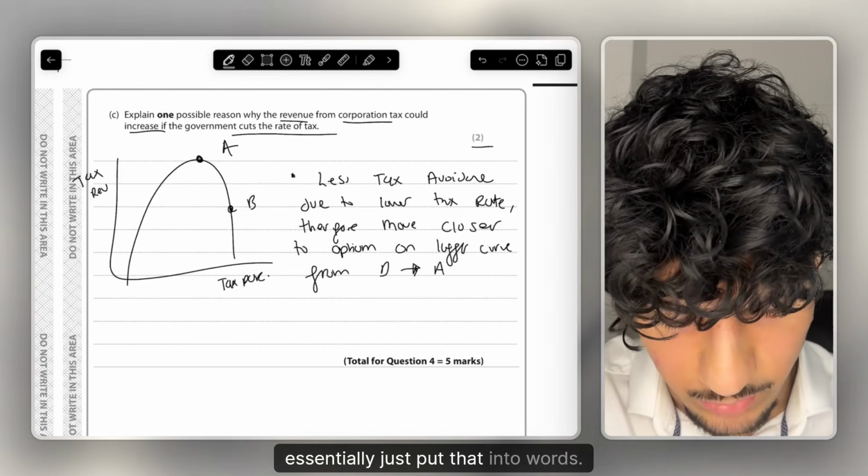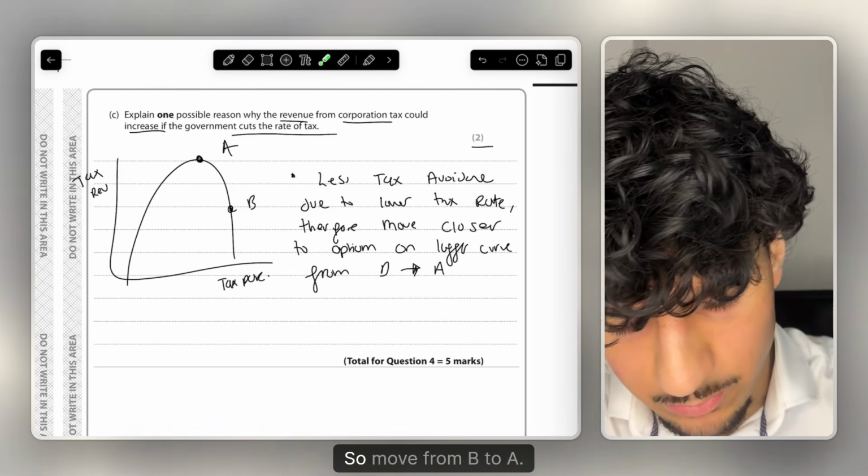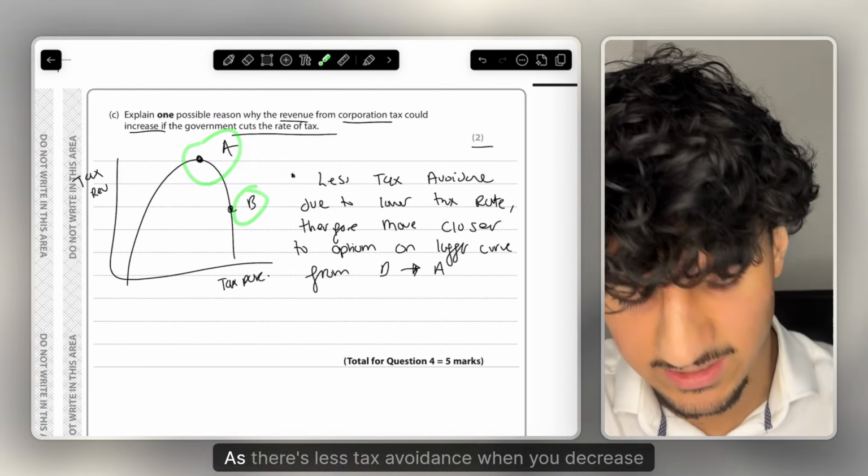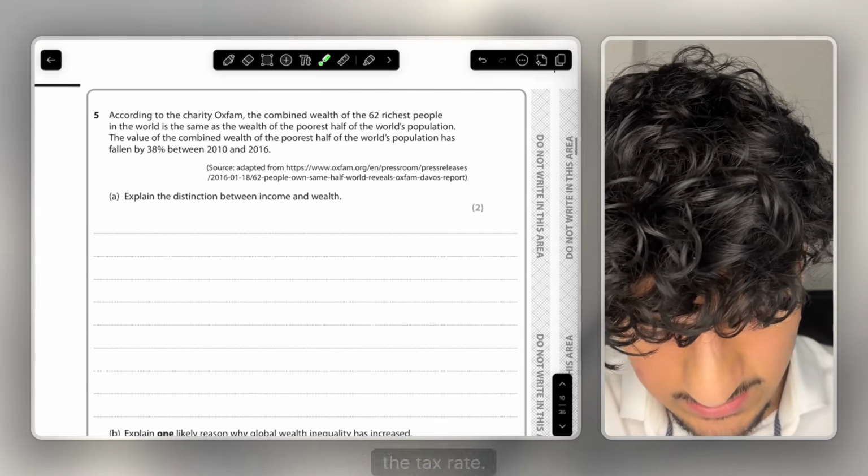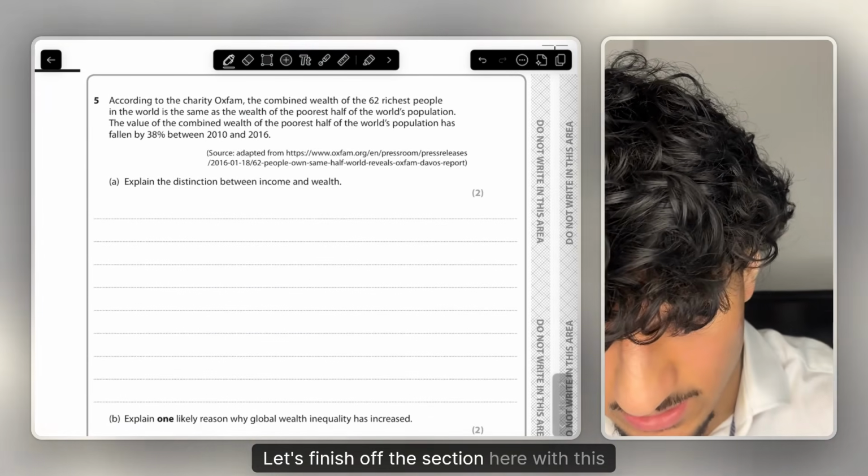But yeah, essentially just put that into words. So we move closer to the optimum, so we move from B to A. And why is that? As there's less tax avoidance when you decrease the tax rate. Let's finish off section A with this question 5.